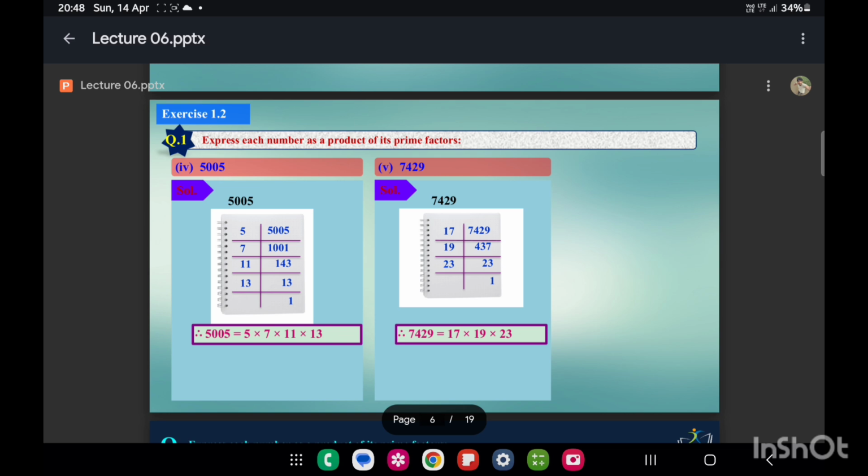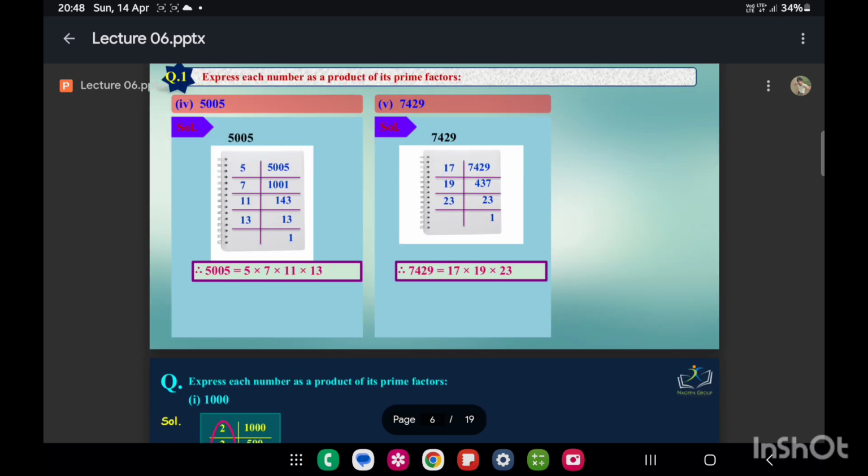Next problem is 5005. 5005 can be divisible by 5. So 5 into 1001 gives you 5005. Again 1001 is divisible by 7. 7 into 143 we will get 1001.